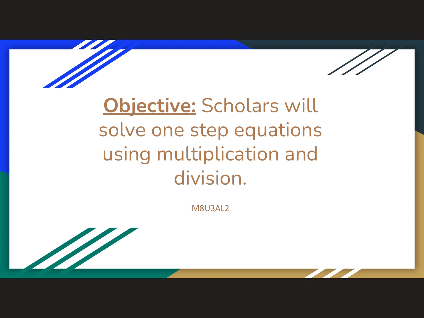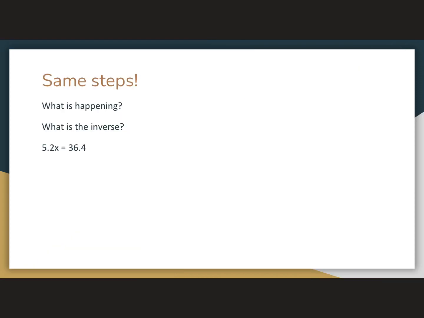Today's objective is scholars will solve one-step equations using multiplication and division. Okay, so first thing you need to know is it's the same steps as we used when we were solving addition and subtraction problems. We find out what's happening and then what's the inverse. So for example, here I see 5.2x equals 36.4.